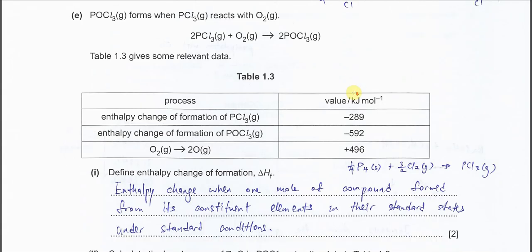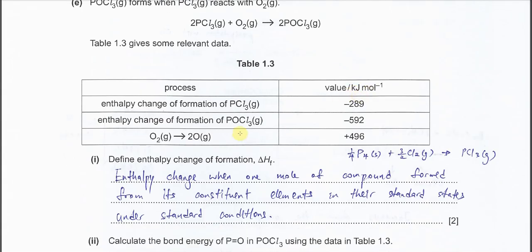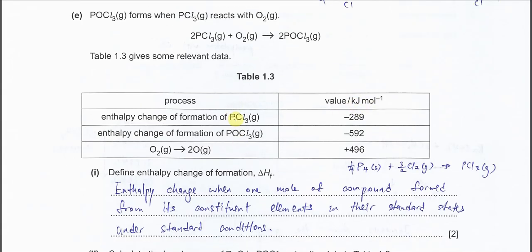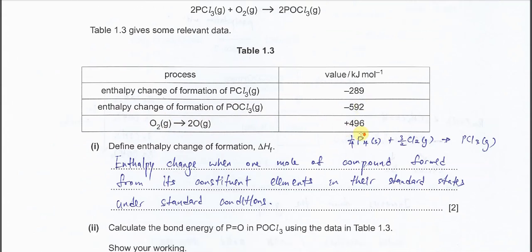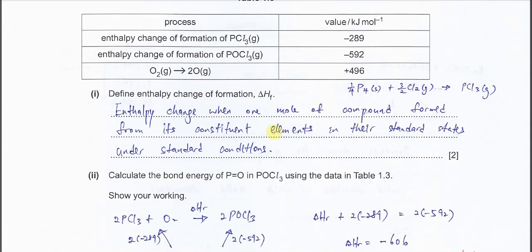And in this table 1.3, the enthalpies of formation of PCl3 and POCl3 are given, and this one is the bond breaking of the oxygen, means the bond energies. So it's 496. We will discuss this one later. Let's move on to part 1, the definition.